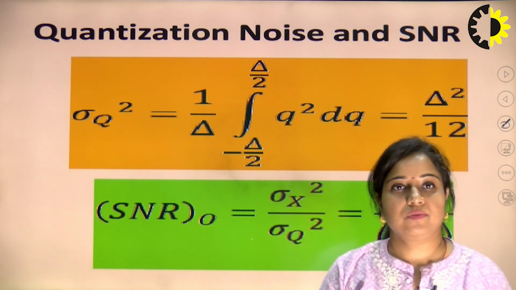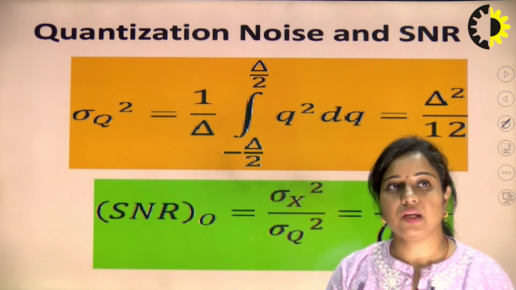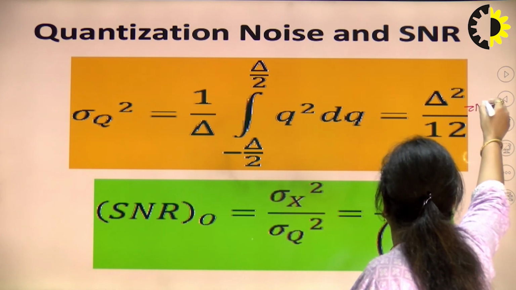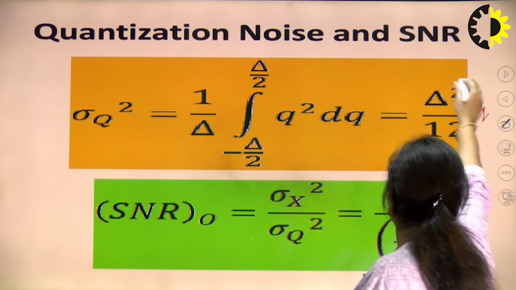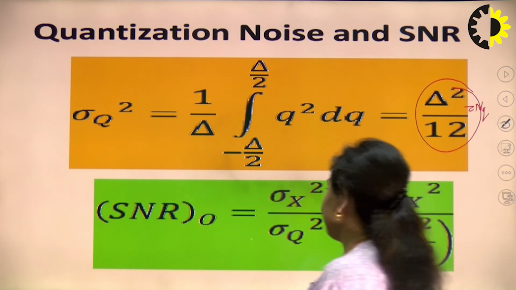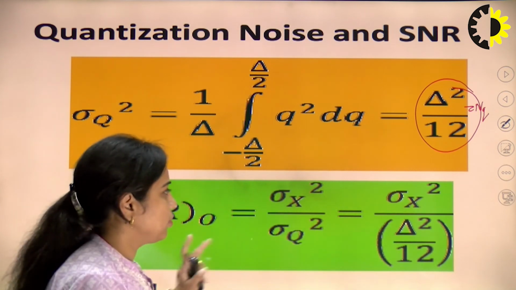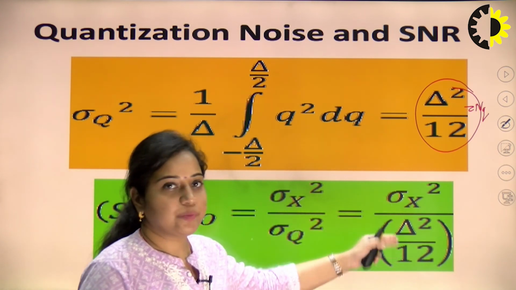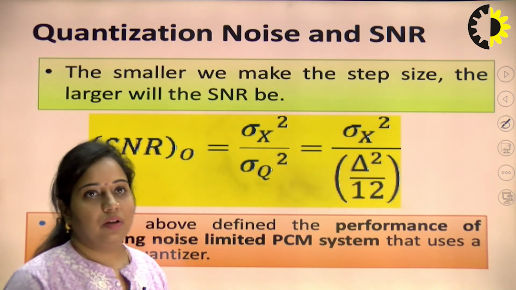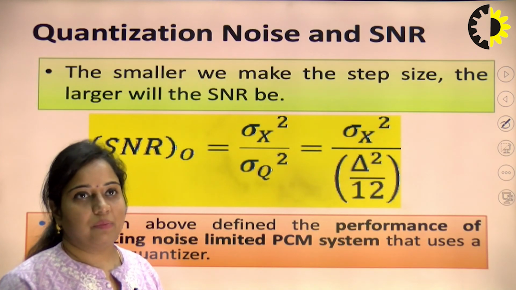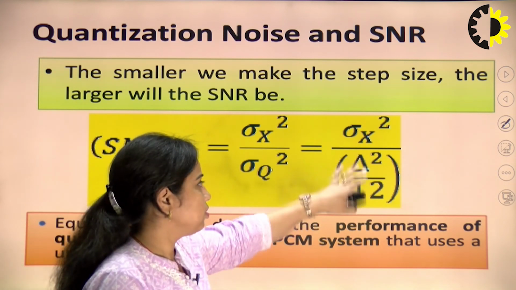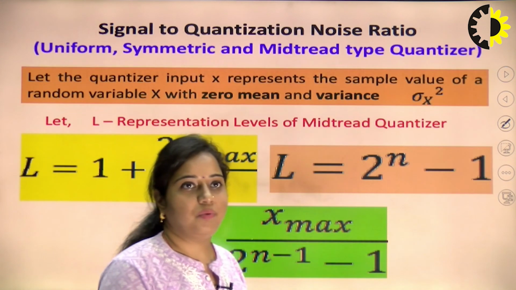Now, this is the formula for the quantization noise, which is equivalent to Nq equals delta square upon 12. Since we have to calculate the signal to noise ratio, that will be signal power upon noise power, so sigma x square upon delta square by 12. Now, the smaller we make the step size, the larger will be the signal to noise ratio, which means they are inversely proportional, as shown by this diagram.